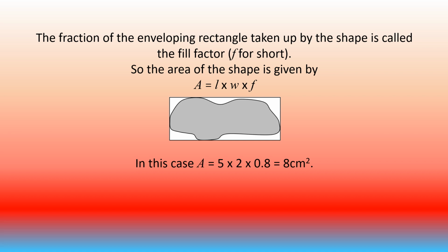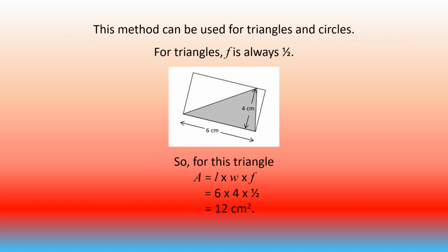The fraction of the enveloping rectangle taken up by the shape is called the fill factor, F for short. So the area of the shape is given by A equals L times W times F. In this case, A equals 5 times 2 times 0.8 equals 8 square centimetres. This method can be used for triangles and circles.